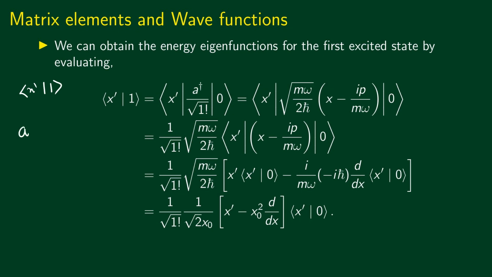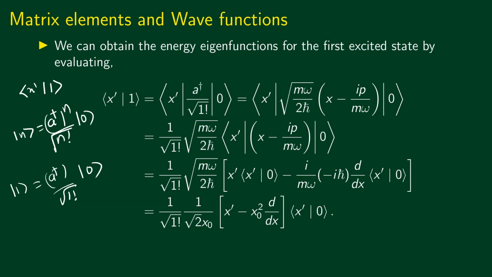We can make use of the general relation: ket n is equal to a dagger raised to n divided by square root of n factorial acting on ket 0. So using this, ket 1 is a dagger raised to 1 divided by square root of 1 factorial acting on ket 0. If we make this substitution here, the first excited state wave function becomes bra x prime a dagger divided by square root of 1 factorial acting on ket 0.